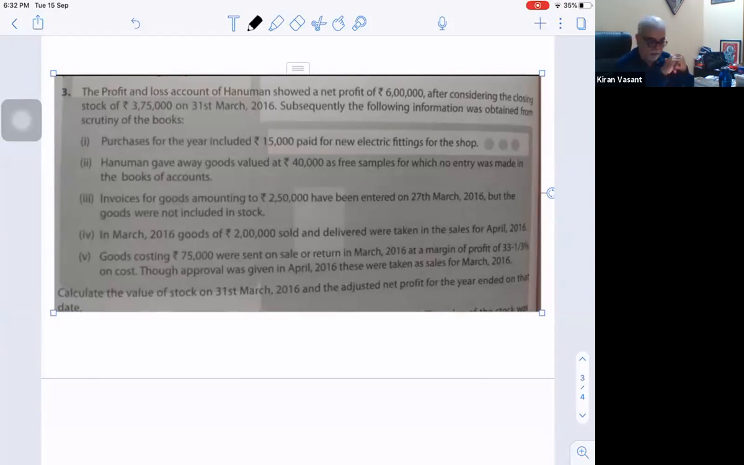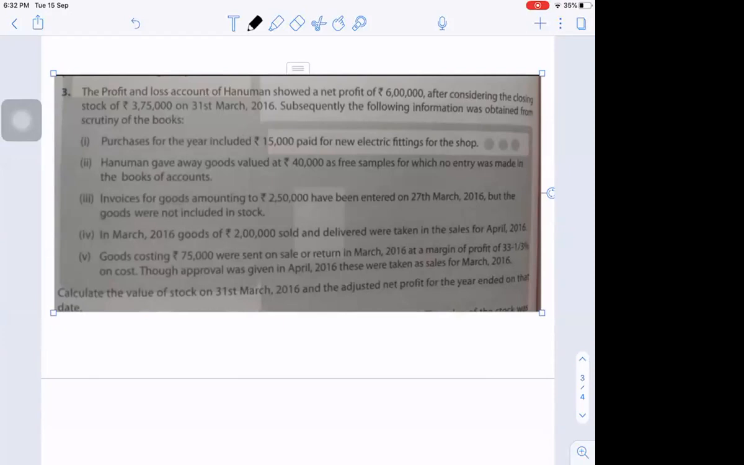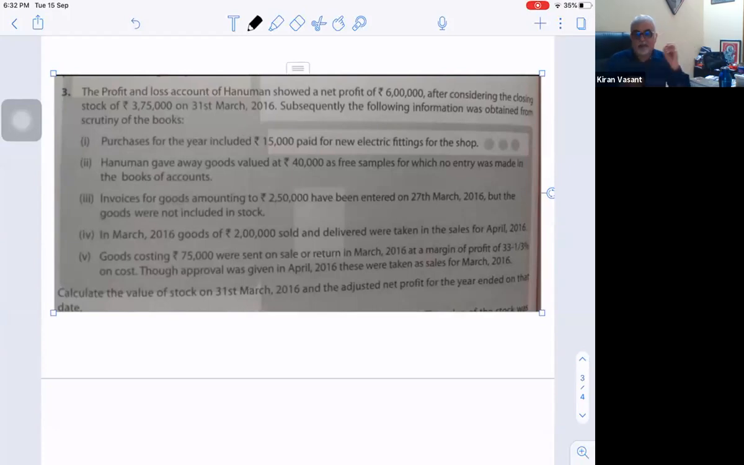Okay, good question. I hope you understood the question. Other guys, the question was, even if the goods are not with me, I should take it to stock. Is it? Yes, because the goods belong to me. The moment I have purchased, I am the owner. So whether it is in transit or with the consignee or sale or return customer, it belongs to me. Okay.